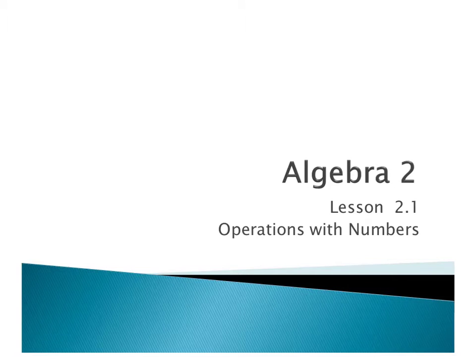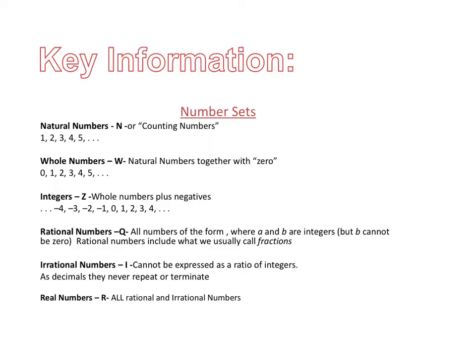In this part of 2.1, we're going to be talking about operations with numbers, specifically number sets. Our number sets consist of the following. We have our natural numbers right here. Those are basically our counting numbers starting with 1. So we have 1, 2, 3, 4, 5, and so on. Our whole numbers are the natural numbers, but they also include 0. So you start 0, 1, 2, 3, 4, 5, and so on.